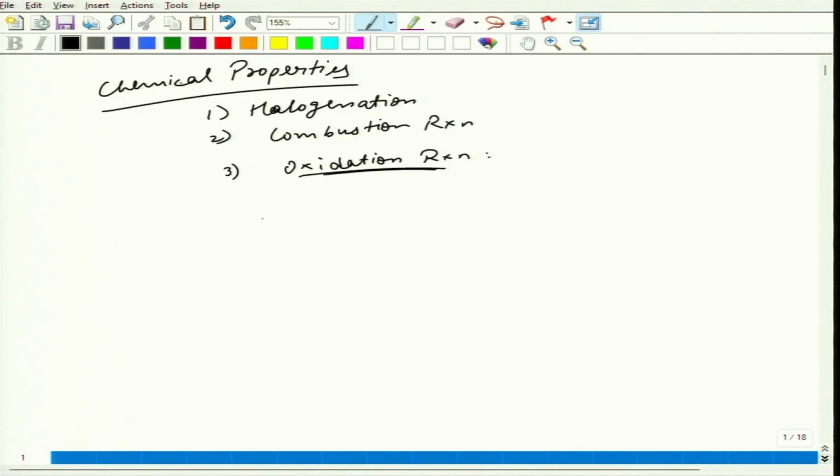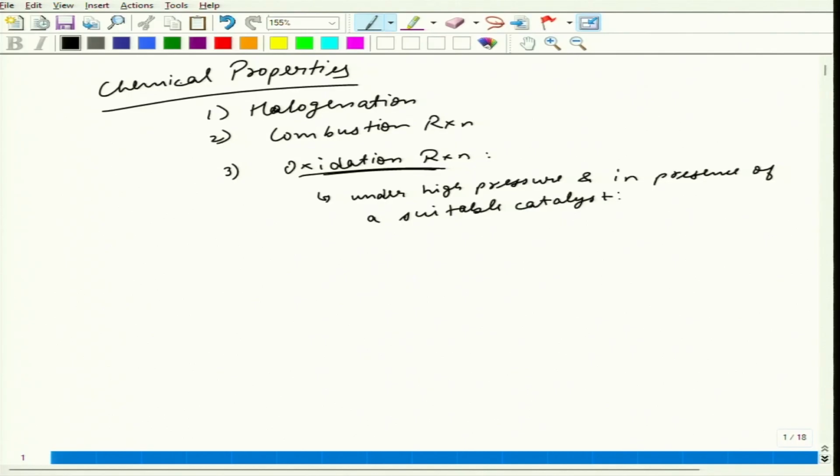Normally alkanes do not undergo the oxidation reaction so easily. However, under high pressure and in the presence of a suitable catalyst, alkanes can also undergo the oxidation reaction. For example, reacting methane in the presence of oxygen, using copper as the catalyst and high temperature and pressure conditions, that is 573 Kelvin and 100 atmosphere pressure, this methane molecule can be converted into methanol.